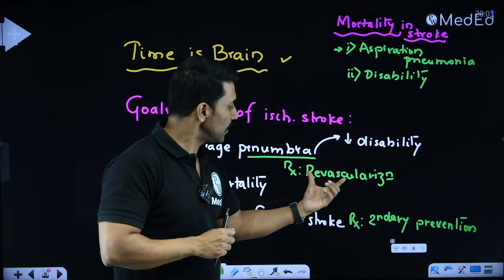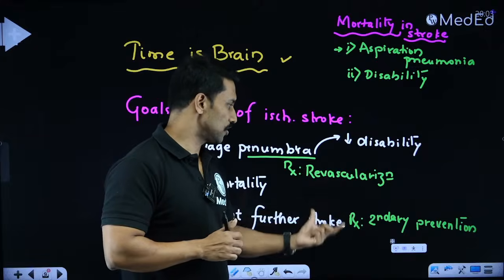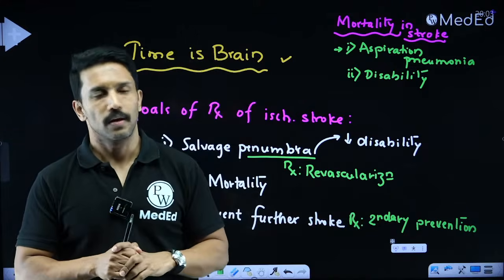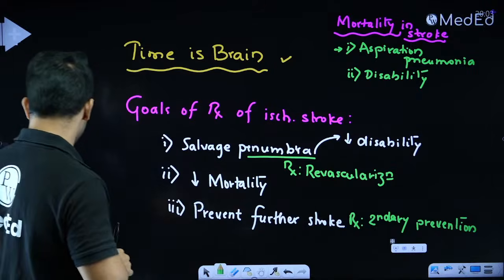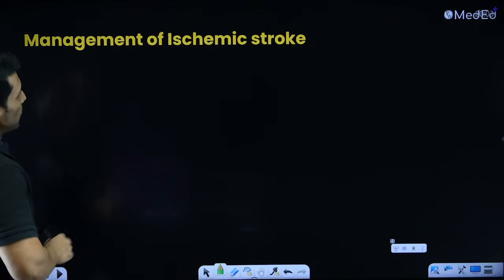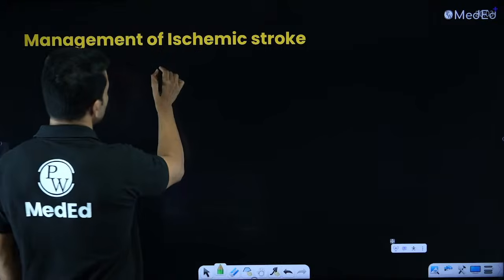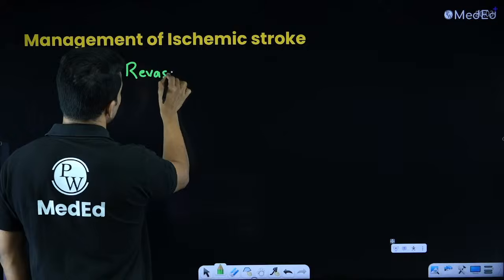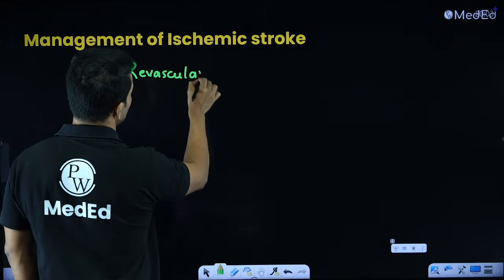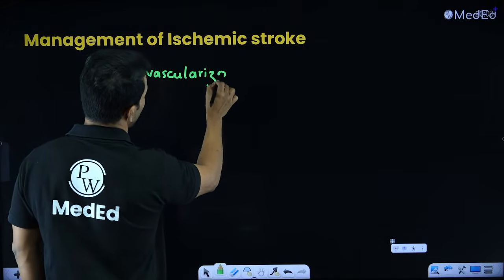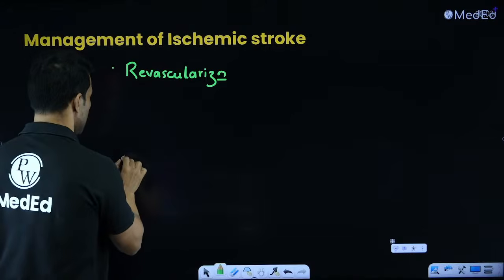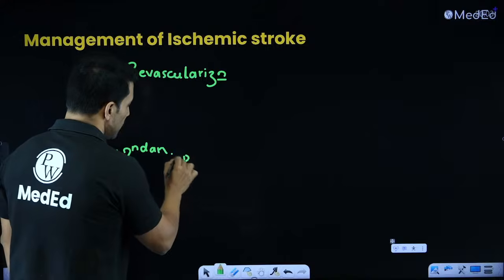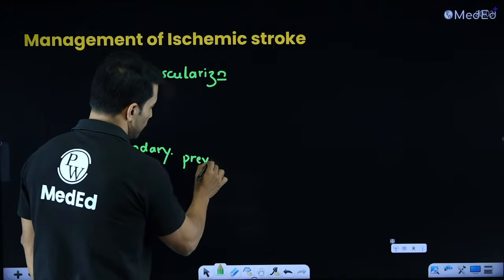So in terms of management, I have two major things to accomplish. Think about revascularization and secondary prevention. Now, what methods are available for revascularization? Because when we spoke about MI, revascularization in MI, especially STEMI, can be achieved by either angioplasty or thrombolysis, right? Angioplasty or thrombolysis. Now here, what options do I have?